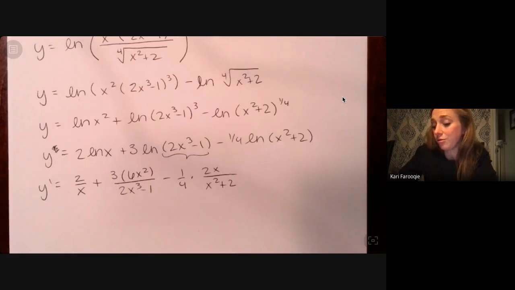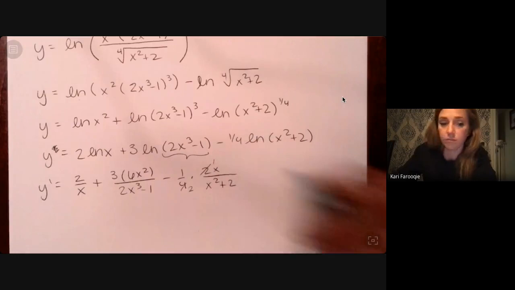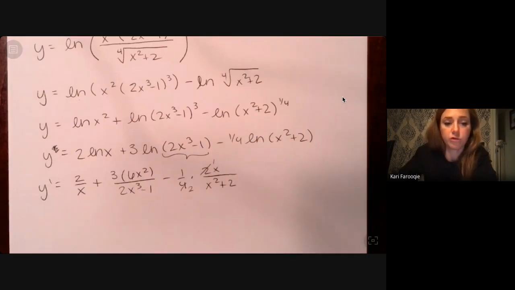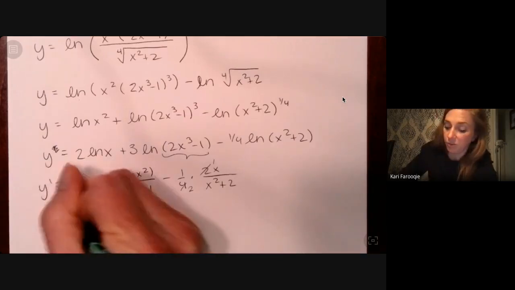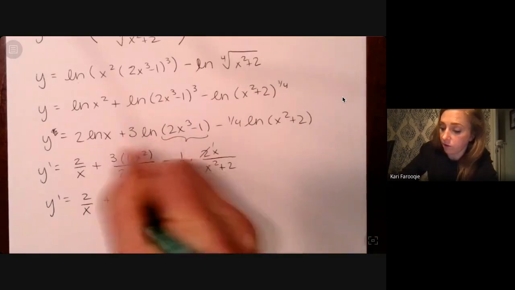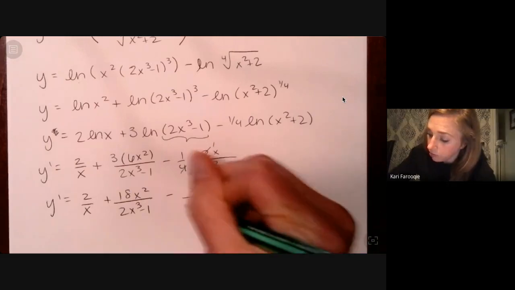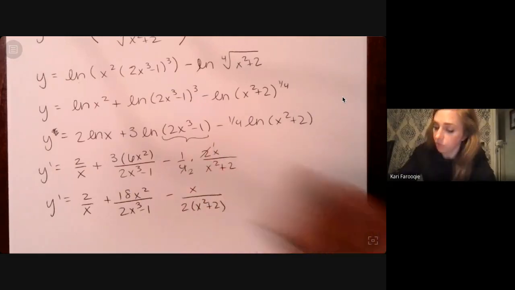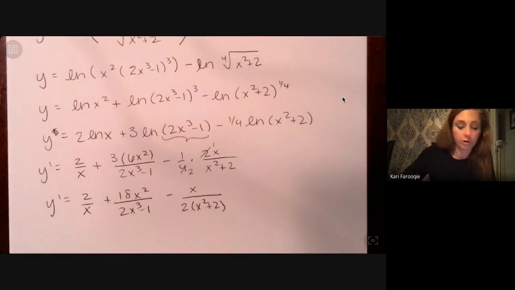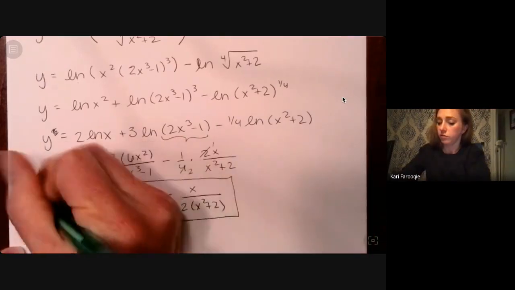Divide that by x squared plus 2. And there's not a whole lot you can do here. Just do what you can. You can at least simplify between the 2 and the 4. 2 over 4 is also known as 1 over 2. And then maybe just rewrite this as 2 over x plus 18x squared divided by 2x cubed minus 1 minus x over, don't forget your parentheses to distribute, twice the quantity x squared plus 2. And there it is. That's good enough.